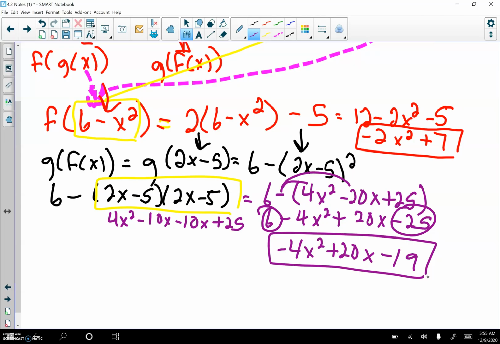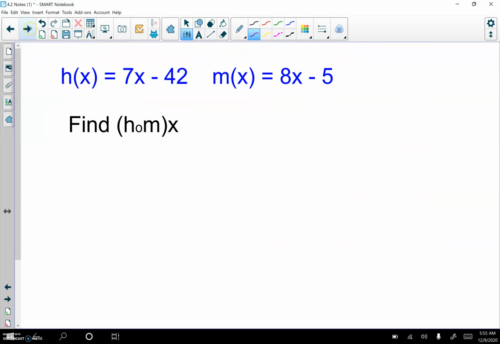So if you need to rewind that and look at that again, you can. I'm sure you've done this in Algebra 2, but that's just a refresher for you. So here's another one.